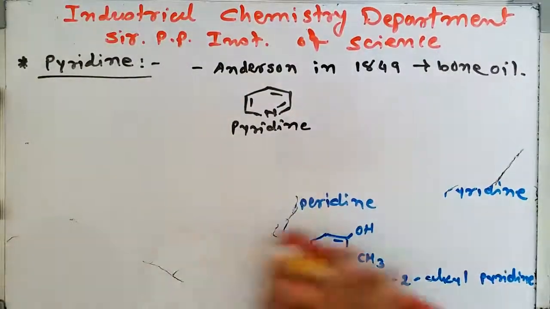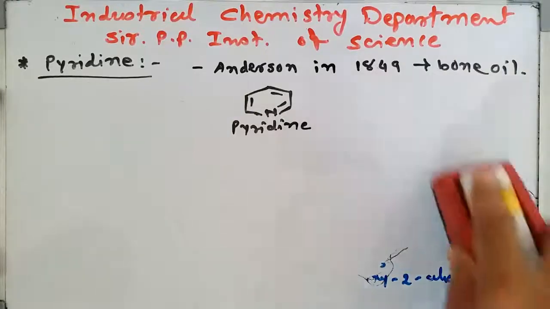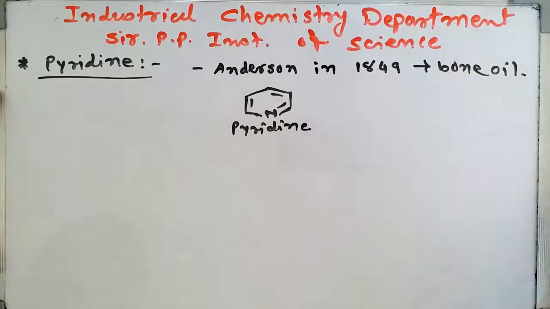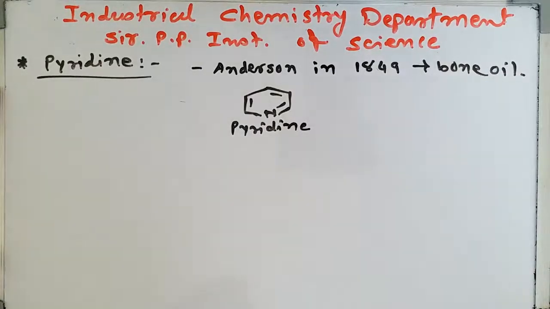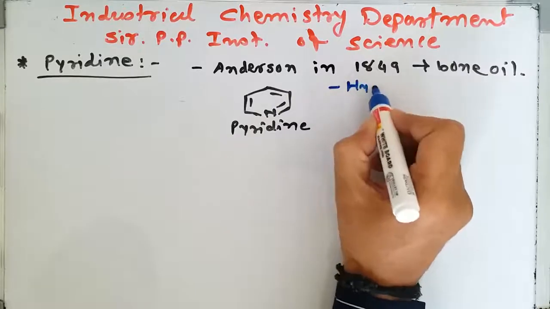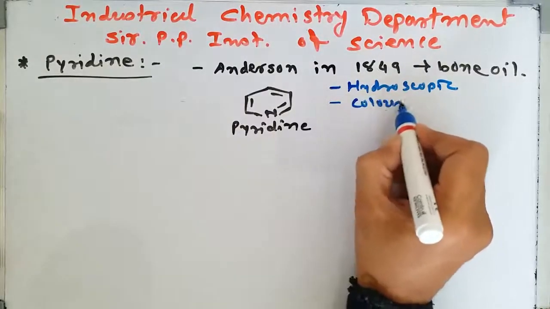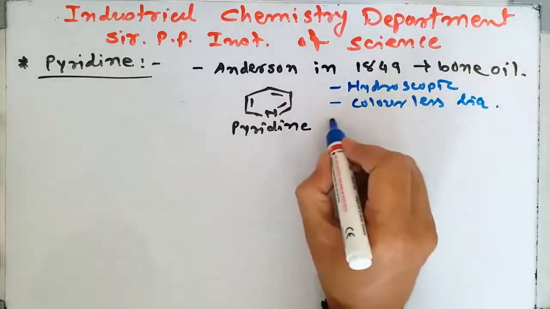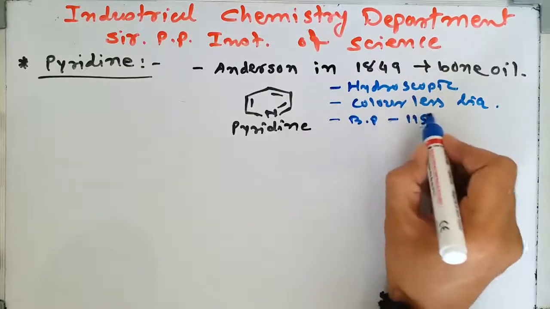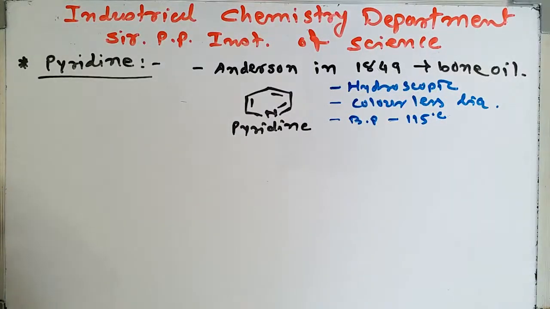Now we see the properties of pyridine. First of all, we see physical properties, and then we see its chemical structure and chemical properties. Pyridine is hygroscopic and a colorless liquid. Its boiling point is 115 degrees Celsius, with an unpleasant smell.